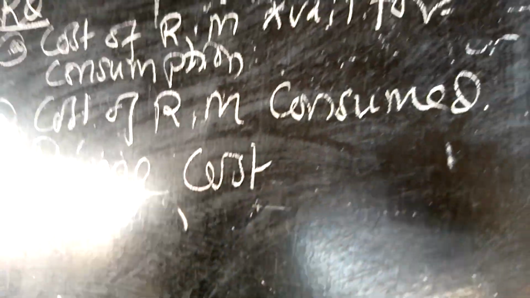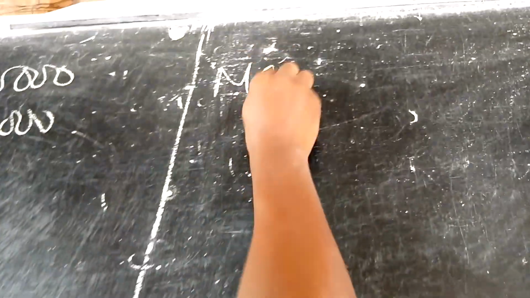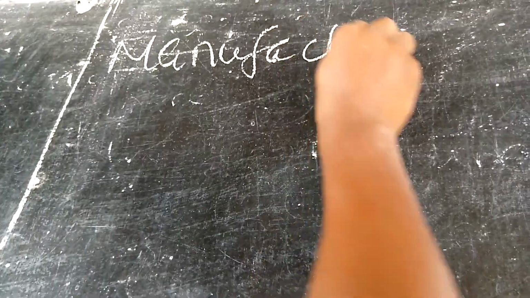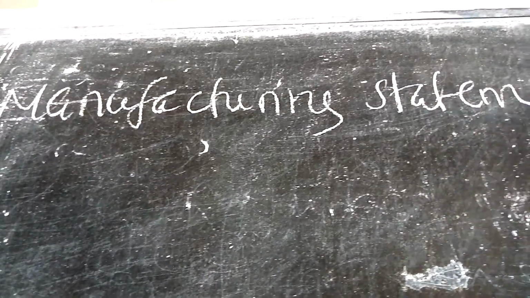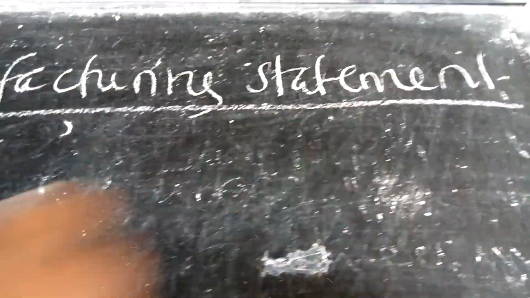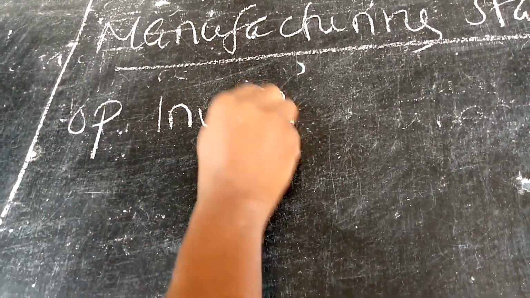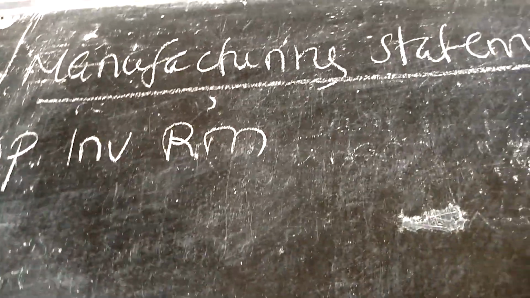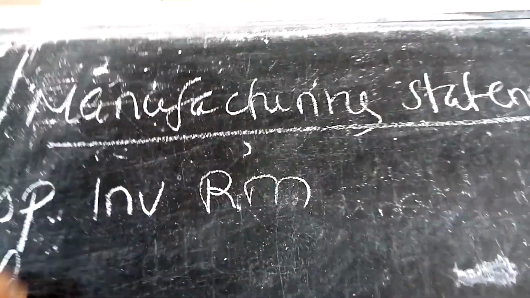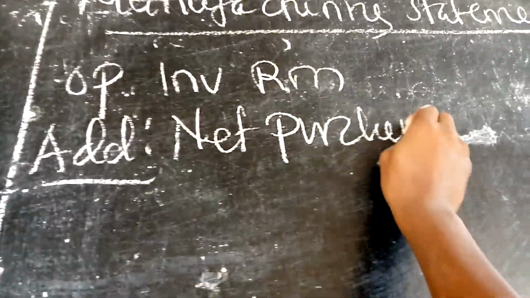Now we'll be having this kind of statement in order to compute all this. So here we can say manufacturing statement. First of all, we need to take opening inventory of raw material, and that one was 10,000, so we put here 10,000. We are going to add the net purchases of raw material.